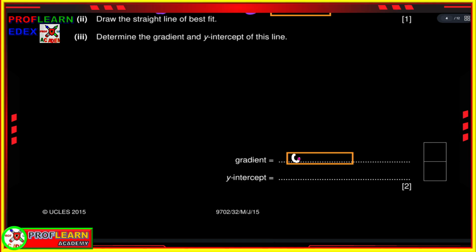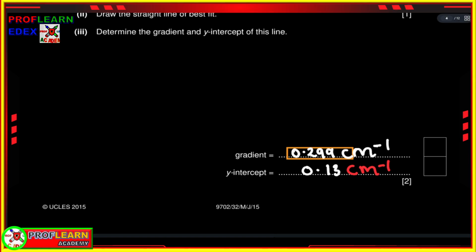The gradient we got as 0.299 per centimeter, and the intercept we got as 0.13, and we say the unit also. In this case, the units will be per centimeter also. So it's important for you to include those quantities for you to work it out.